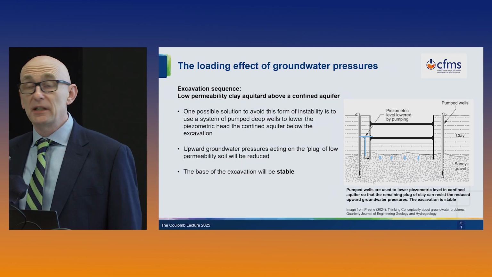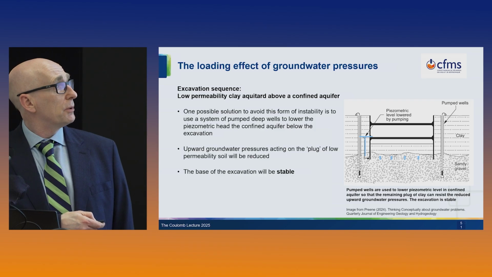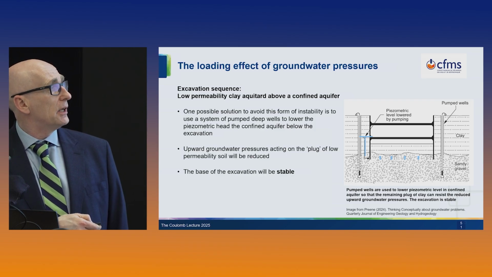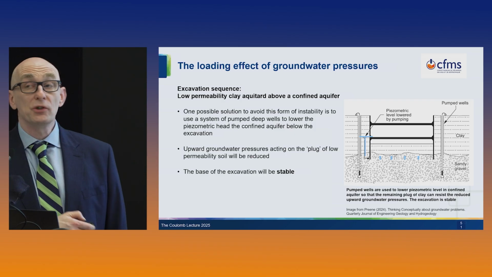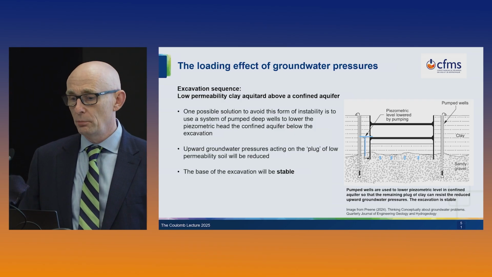Again, if we have good investigation, this is easy to solve. If our boreholes have gone deep enough to identify this confined aquifer is there, we can install, in this case, a series of pumped wells into the aquifer. We lower the piezometric head, the pressures are reduced, and now if we do our global factor of safety on this using the lowered pressures, it's stable and no problem occurs.